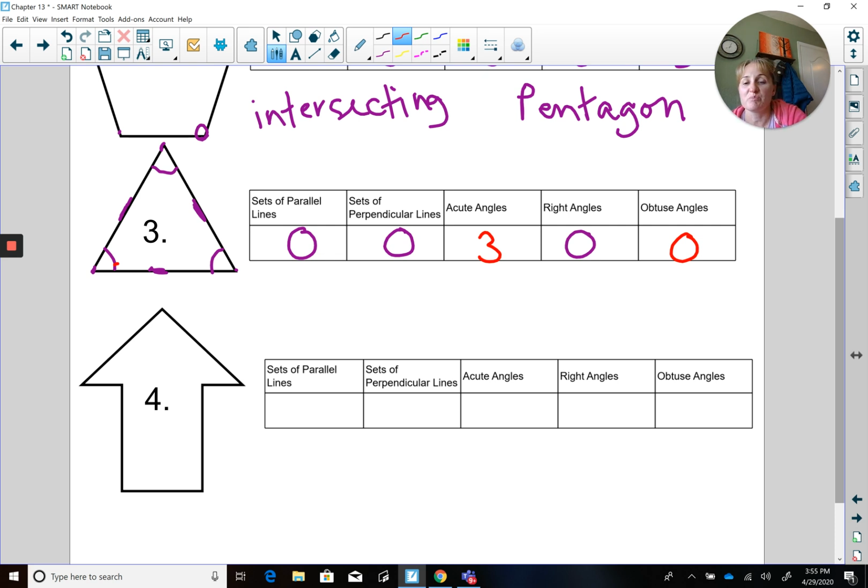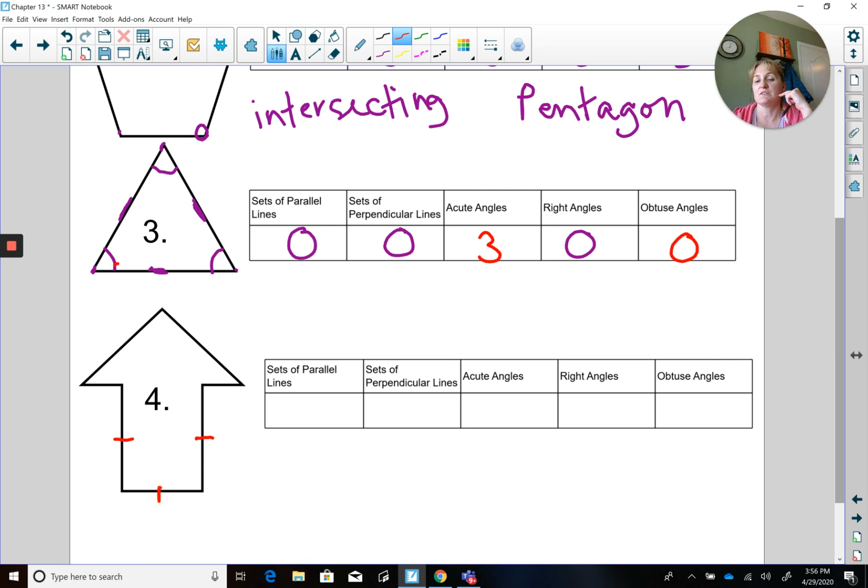Okay, so sets of parallel lines. Well, I know right away, I can see because they're the same length, that line and that line are the same length and they're going on the same plane. They're never going to intersect. So there's one set. Okay, what about this line though?